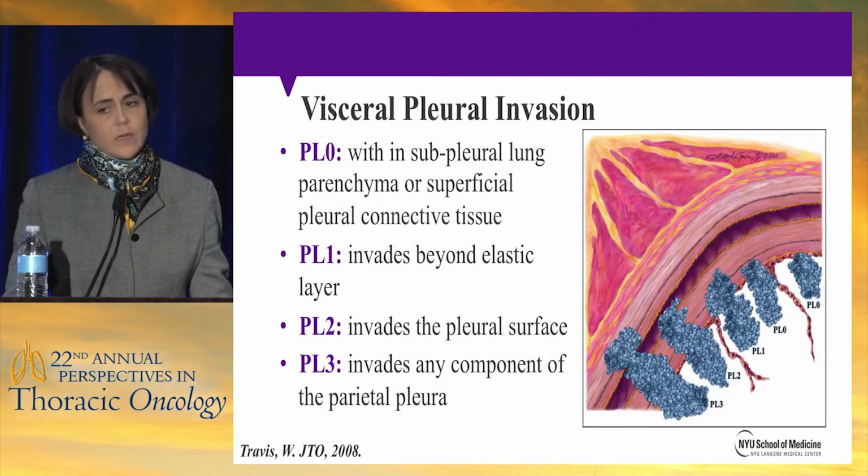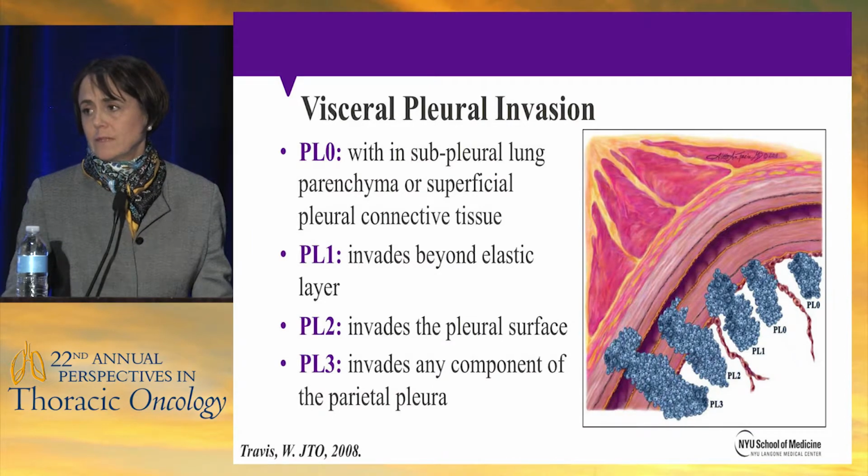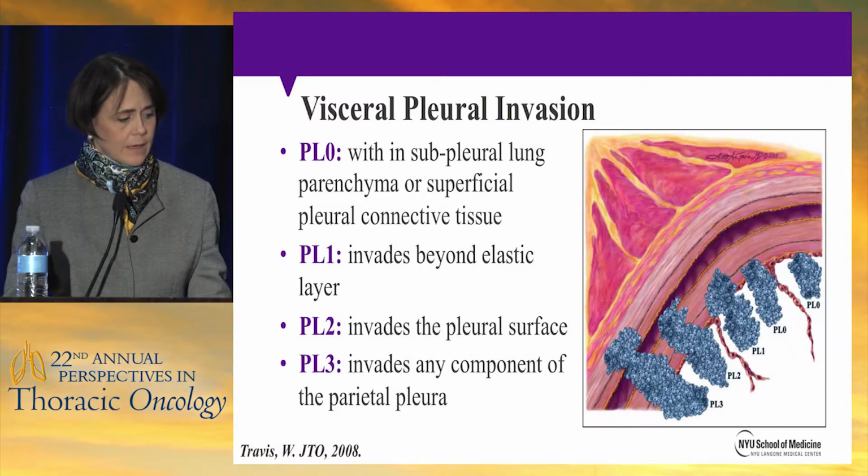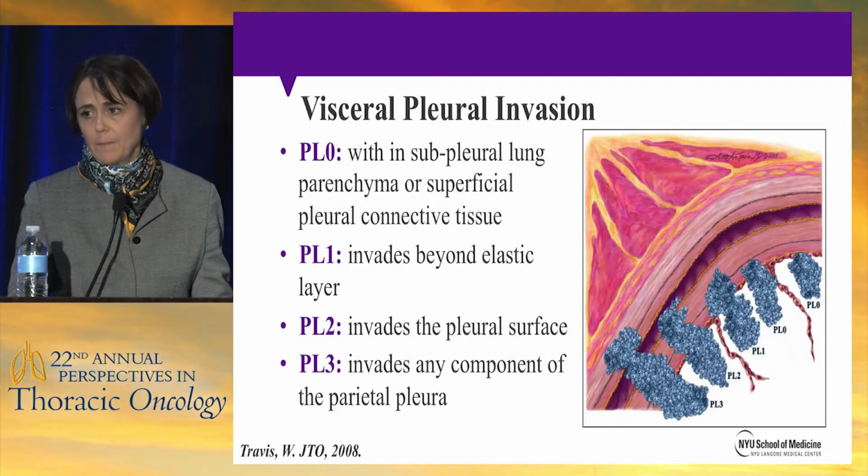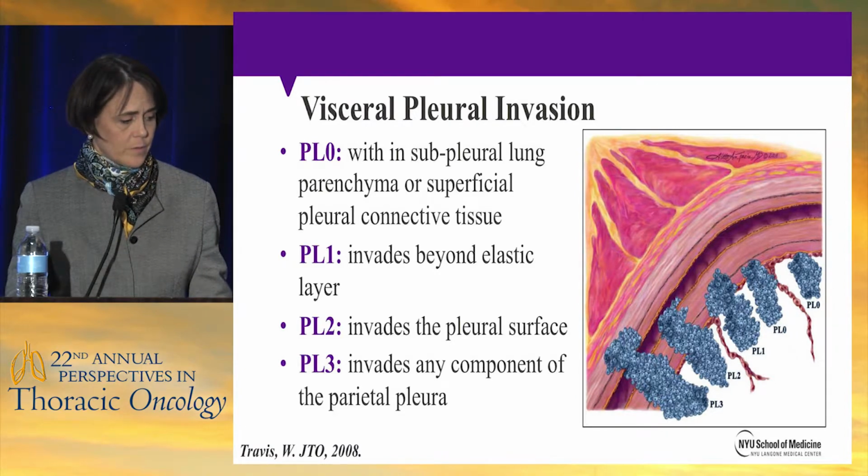They've once again stressed the importance of visceral pleural invasion in staging. Anything that goes beyond the elastic layer is a PL1, and that obviously ups you to a T2 tumor. If that cannot be determined on H&E, an elastic stain is recommended because this is important in terms of prognosis.